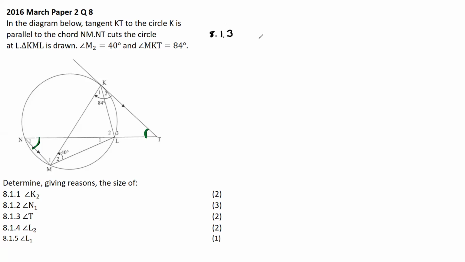Thank you so much, family members. So T is equal to N1, which is equal to 44, because they are alternate angles. I must specify which lines are parallel. The lines that are parallel are KT parallel to MN. 8.13, done and dusted. Good to go.